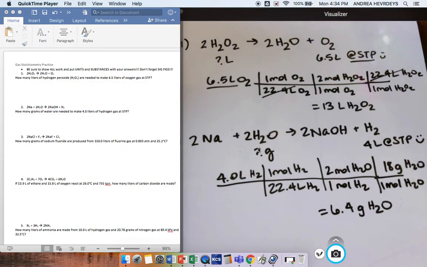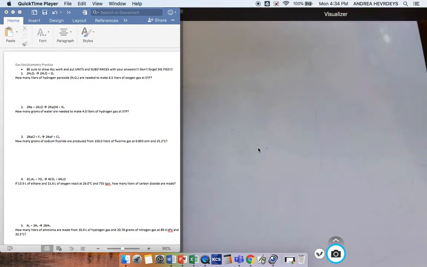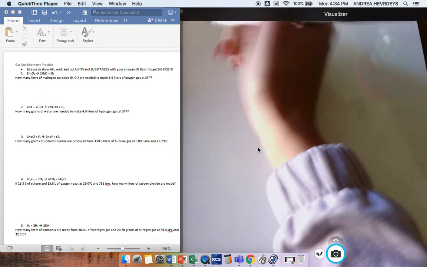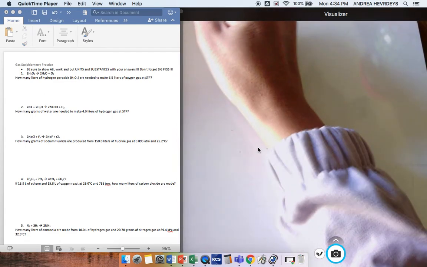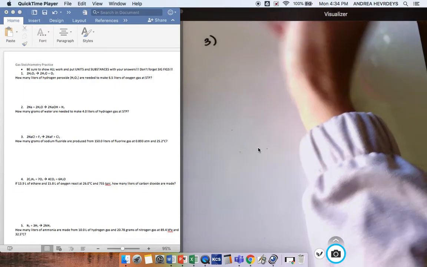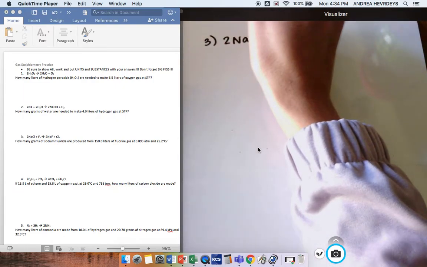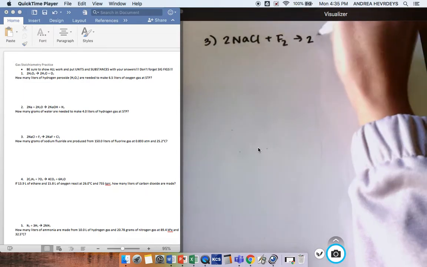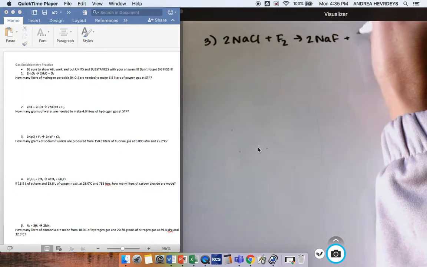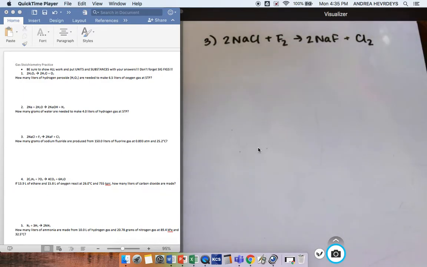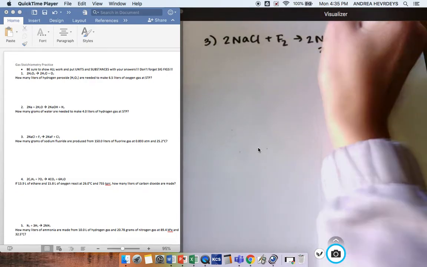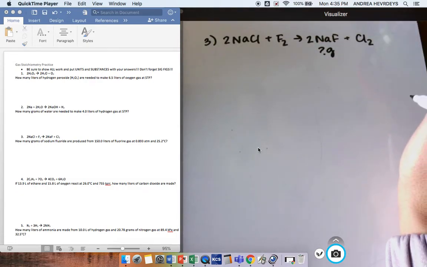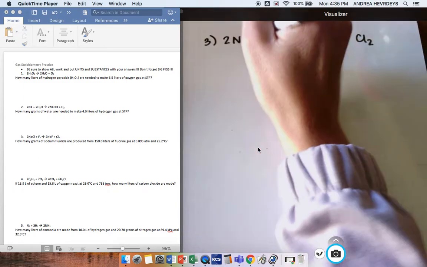Now from here on, they are going to get way more complicated, right? Because now we're not going to be at STP conditions, we're going to be at non-STP conditions. So starting at number 3, our balanced equation is that 2 moles of sodium chloride react with 1 mole of fluorine gas to produce 2 moles of sodium fluoride and 1 mole of chlorine gas. How many grams of sodium fluoride are produced from 150 liters of fluorine gas?